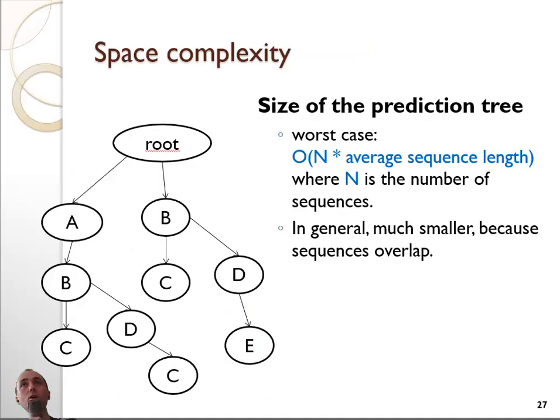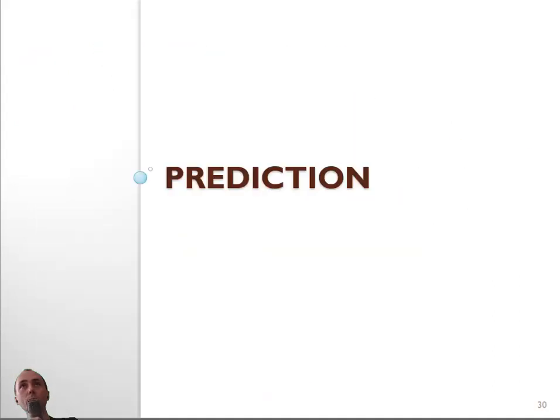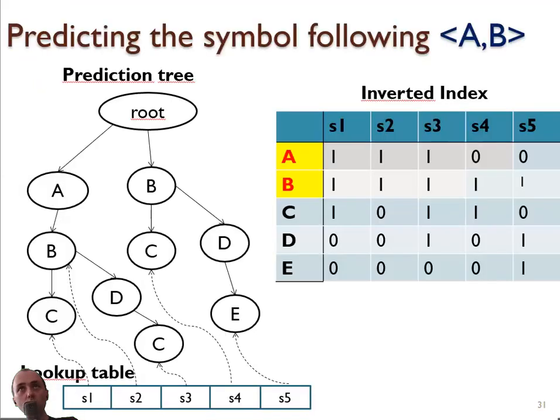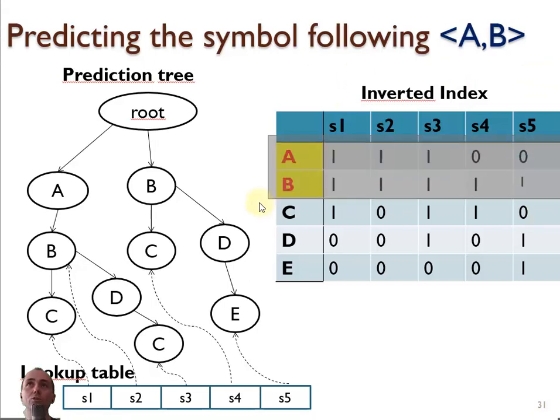Now we'll talk to you about how to make some predictions. So we'll skip some details. Okay, so to do the prediction, let's look at some case together. We want to predict what will happen after AB. So the first step we should do is to look at the inverted index. We want to know in which sequences AB appear.